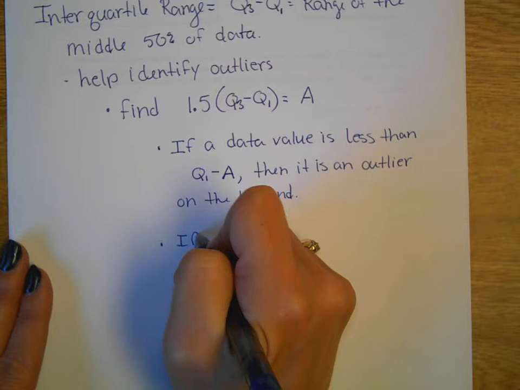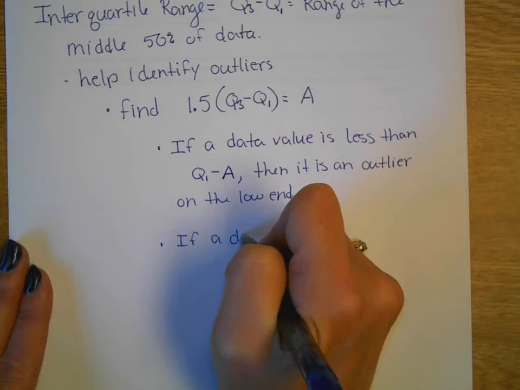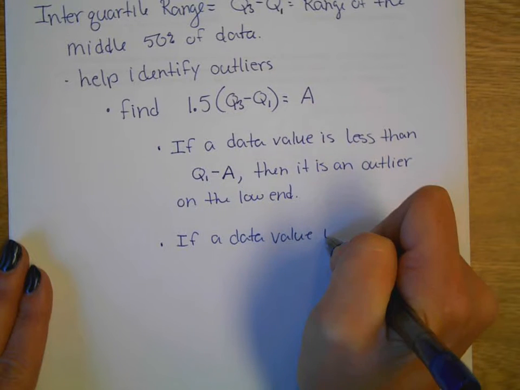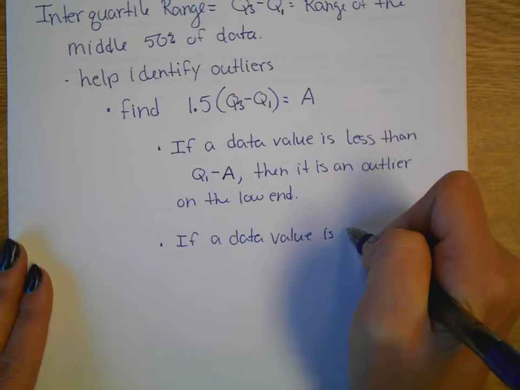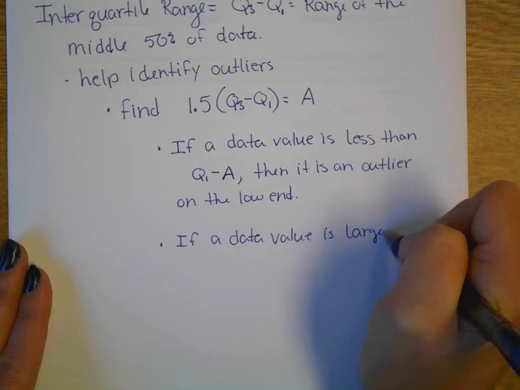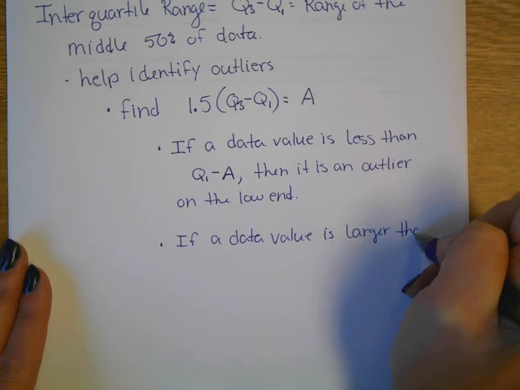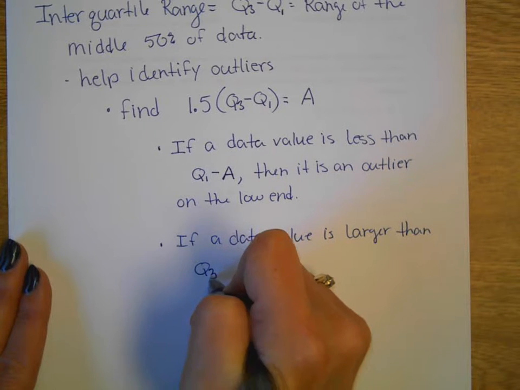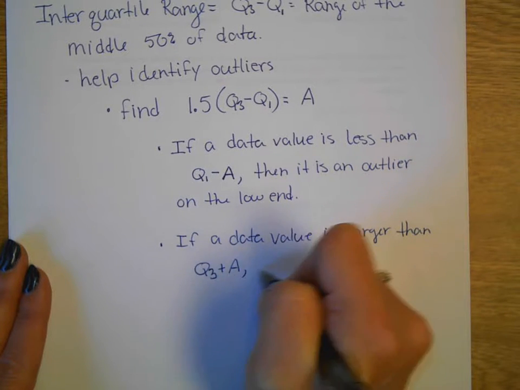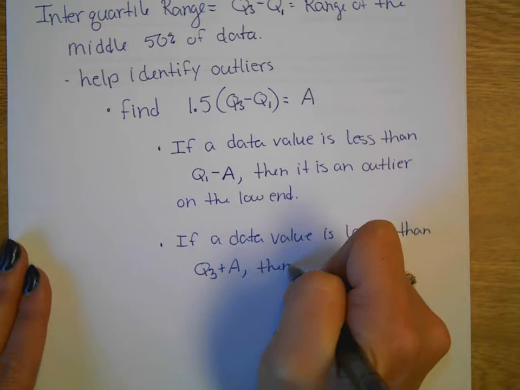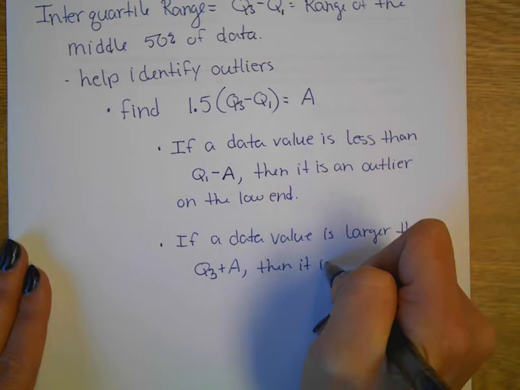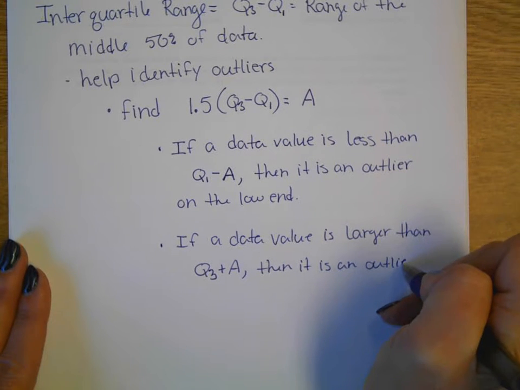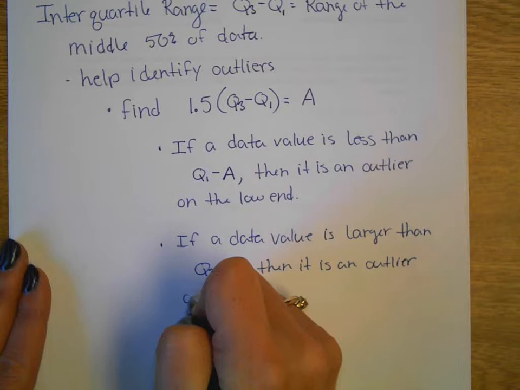If a data value is larger than Q3 plus A, then it is an outlier on the upper end.